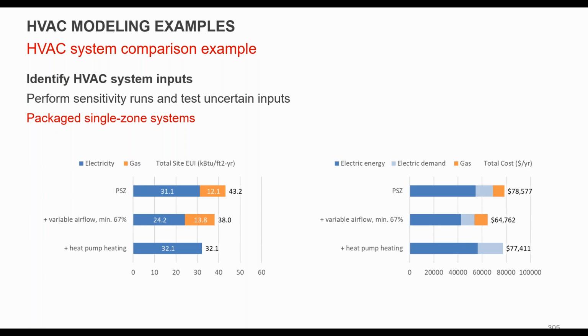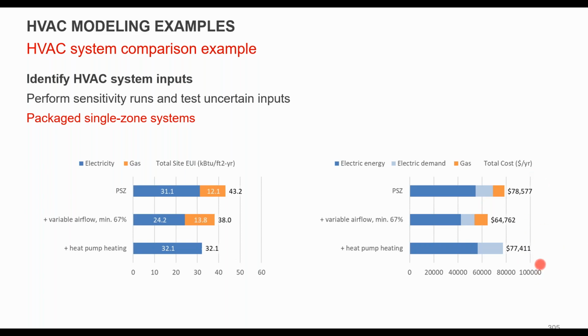What is the change if you have variable flow fan systems? So that's the first one. And then what if you add heat pumps on top of that? What does that actually look like in terms of your EUI and your cost, right? And so on EUI, you're getting a full reduction down the line from 43 down to 32.